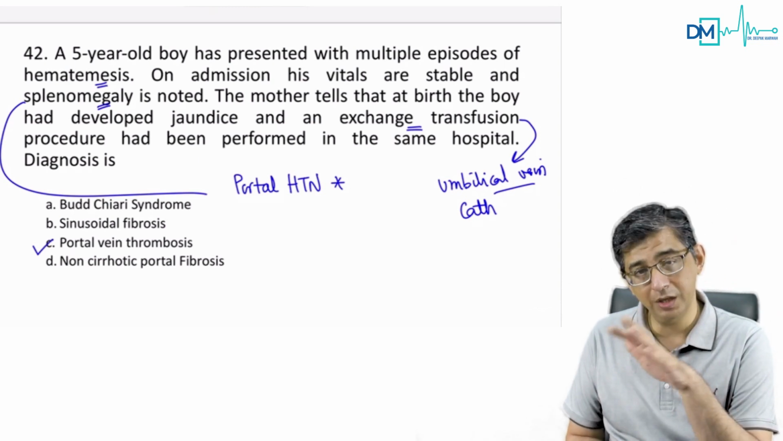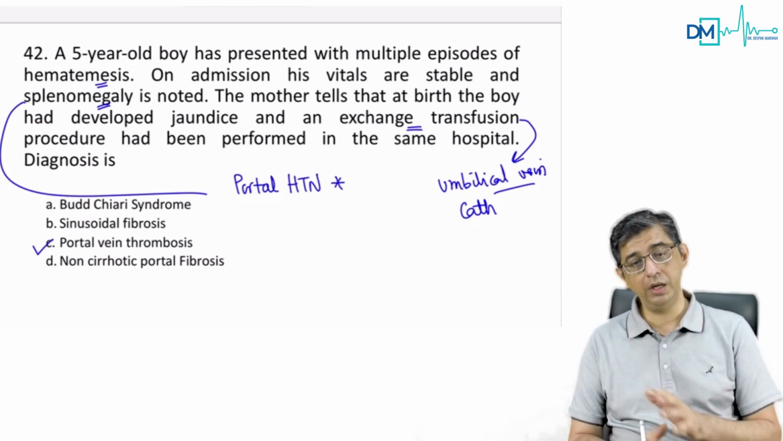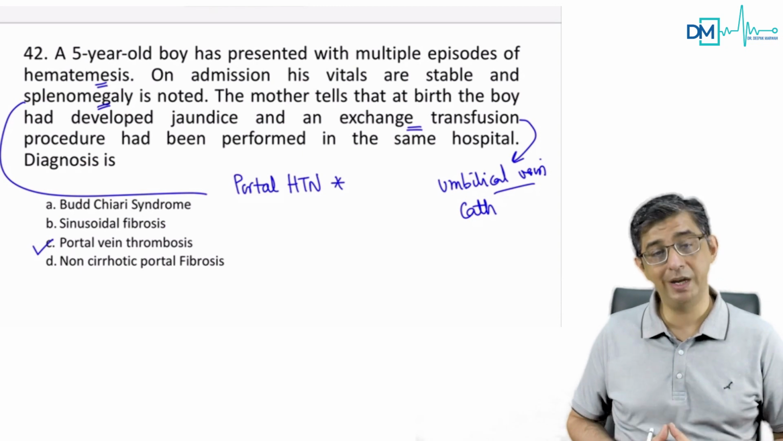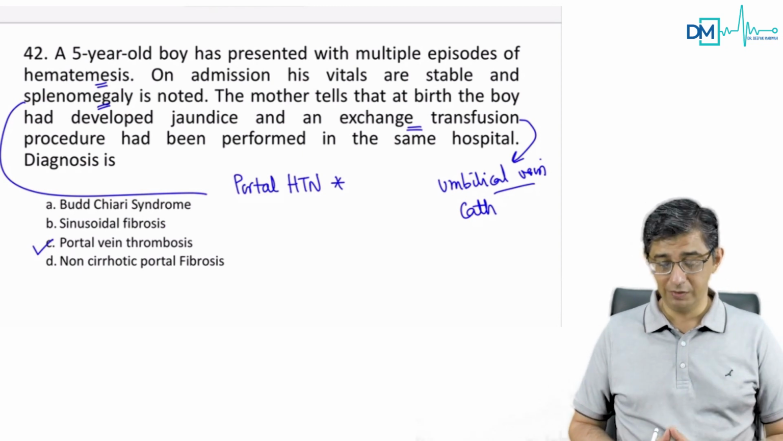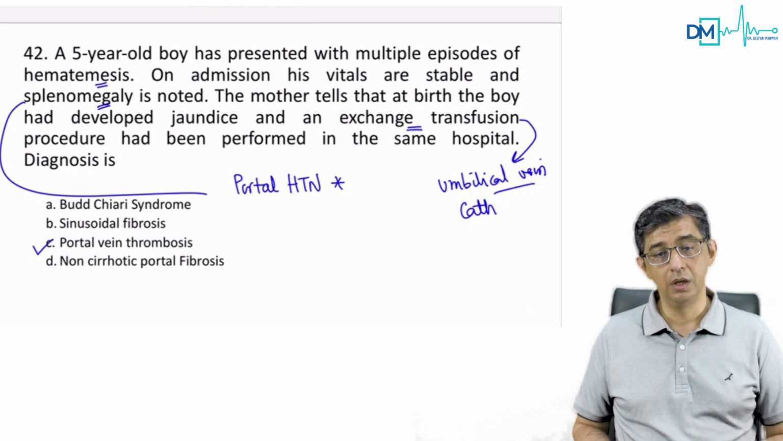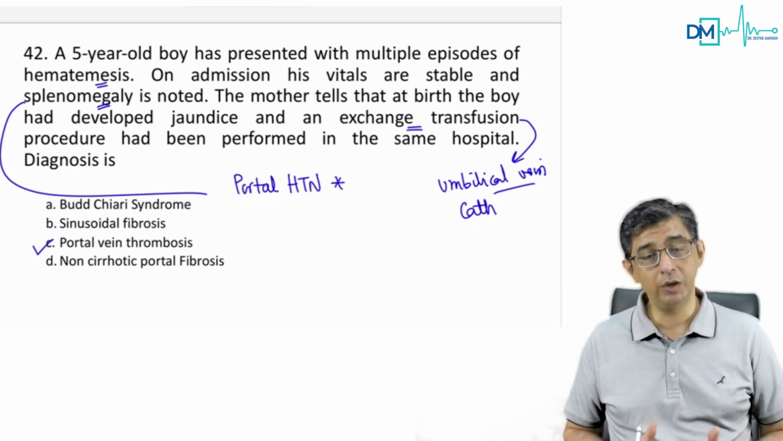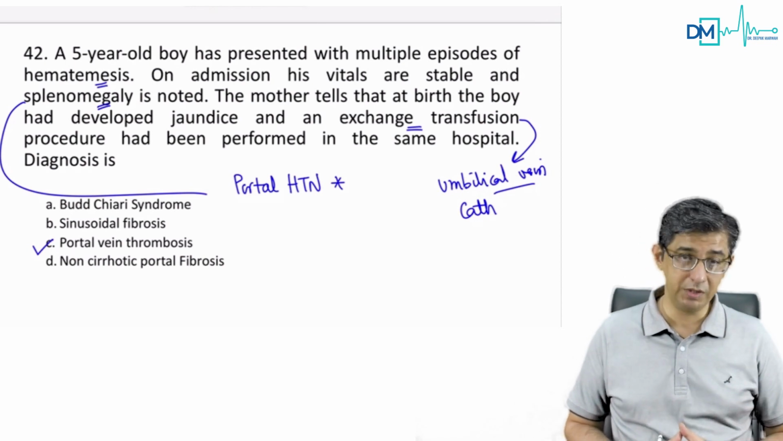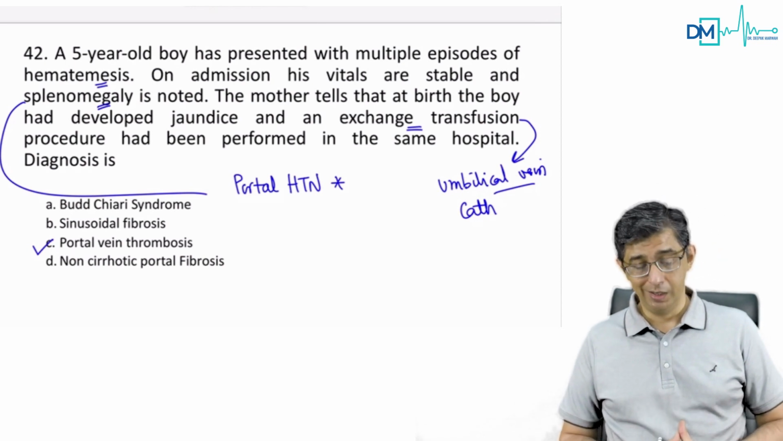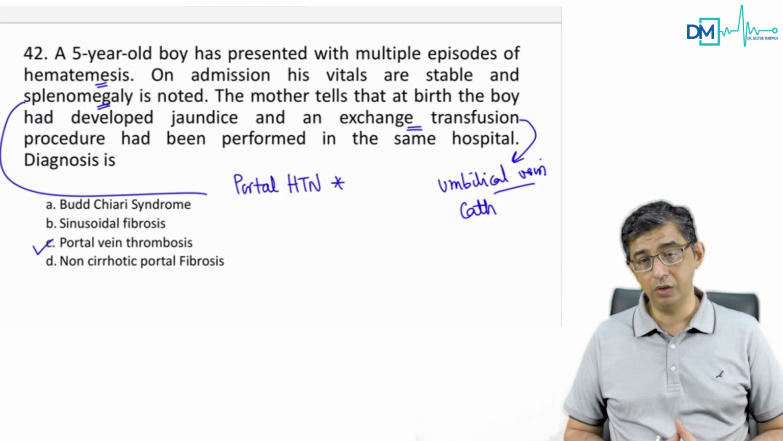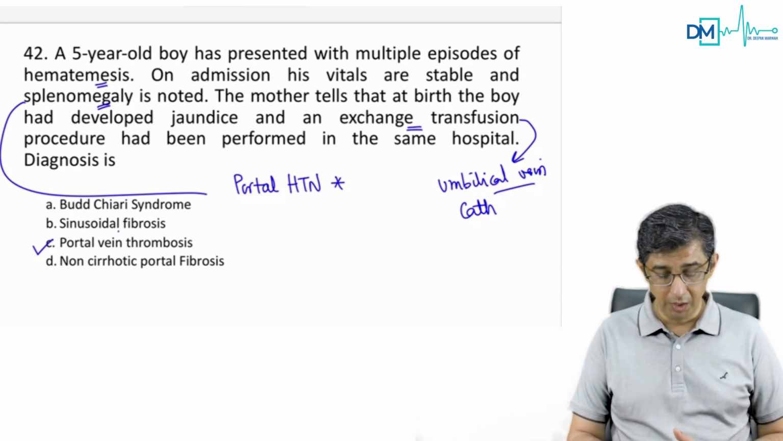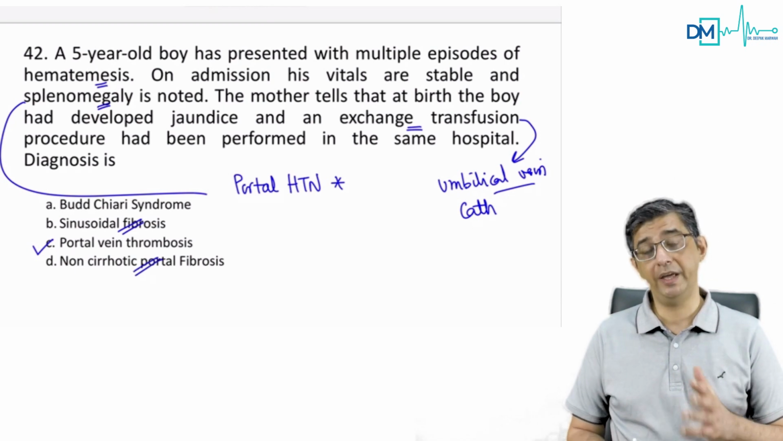There's a collateral circulation which is ensuring blood supply to the heart, but ultimately this presentation is that of portal vein thrombosis, which has resulted in portal hypertension. Now Budd-Chiari syndrome always presents with painful hepatomegaly. Budd-Chiari has been discussed in the liver section in the app, you can go through that. Sinusoidal fibrosis is alcoholic fibrosis. Now, the child would not obviously be consuming alcohol, so you can rule that out. Non-cirrhotic portal fibrosis is a diagnosis of exclusion.